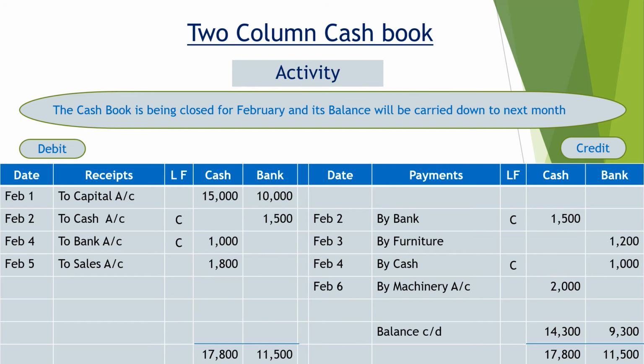so the cash book is being closed. The cash and bank receipt sides will sum up, and difference of cash and bank total will give the balance in hand for cash and bank. So right now the cash balance or cash in hand is $14,300 and the bank balance is $9,300.